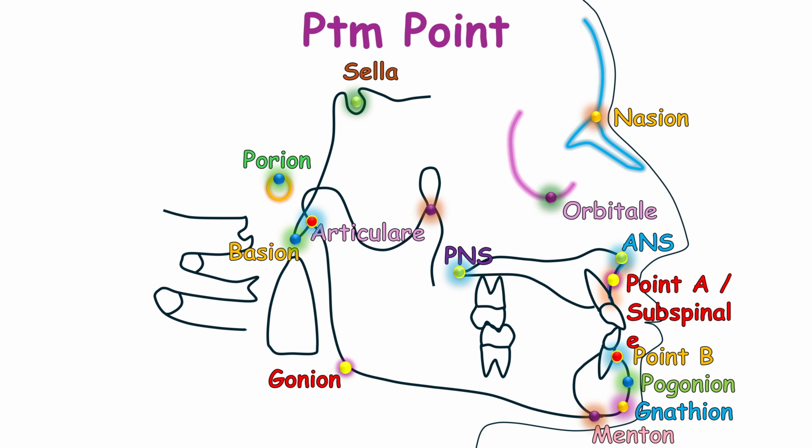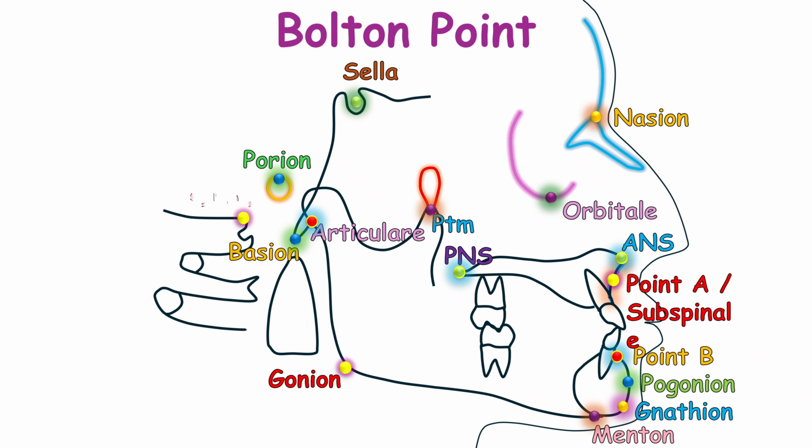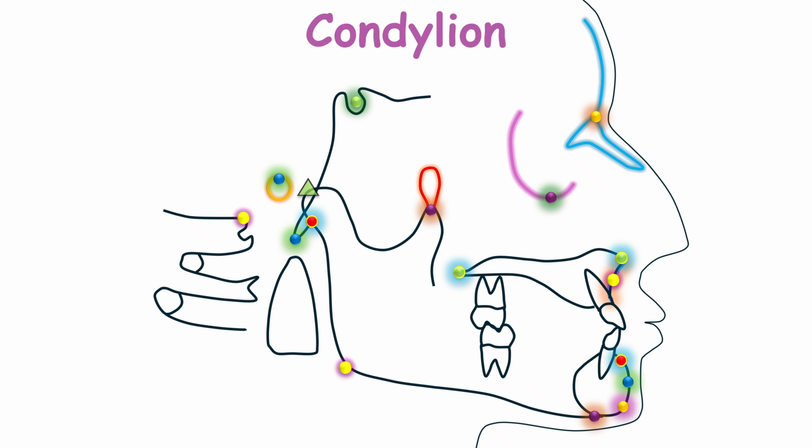Ptm Point. Ptm Point is the intersection of inferior border of foramen rotundum with the posterior wall of pterygomaxillary fissure. Next, Bolton Point. It is the highest point on the posterior condylar notch of the occipital bone. Coming to Condylion. It is the most superior point on the head of the condyle.